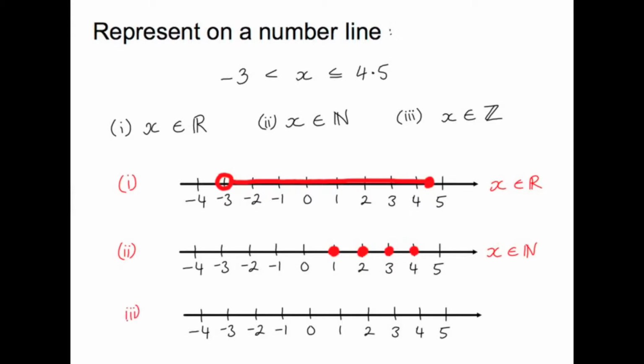Okay, and we're looking at the last question. It's the same question, but this time x is an element of Z, so x is an integer. So this means it's any whole number, whether positive or negative. So we consider the minus 3, we see x is bigger than minus 3, so it doesn't include minus 3. So we start at minus 2, and include all the whole numbers going up as far as 4. So they're all the whole numbers that are bigger than minus 3 but smaller than or equal to 4.5.